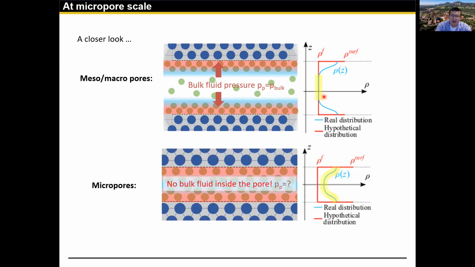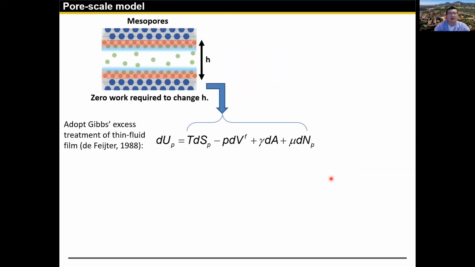However, because this pore is relatively large, the middle portion of the pore still resembles bulk fluid properties. But if you shrink the pore size to the micropore regime, then the adsorption regime, or the interfacial regime, start to overlap. That means the density profile now becomes this, and there's no region in this pore that exhibits bulk fluid properties. So the question is, what would be the pore pressure inside this slit pore? Since this is the main difference between micropores and mesopores, we believe this could lead to an explanation of the initial shrinkage behavior.